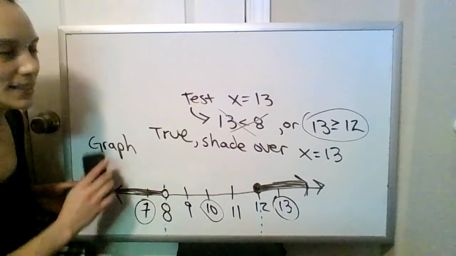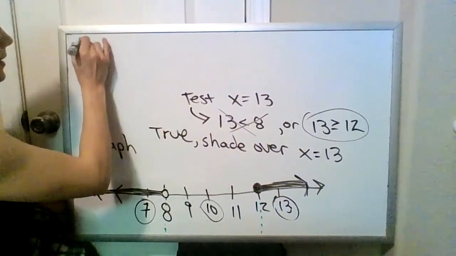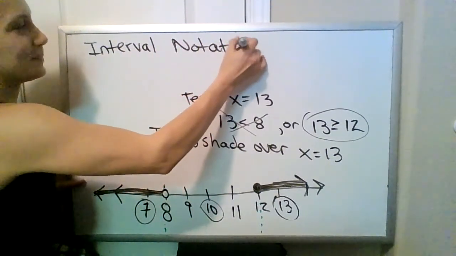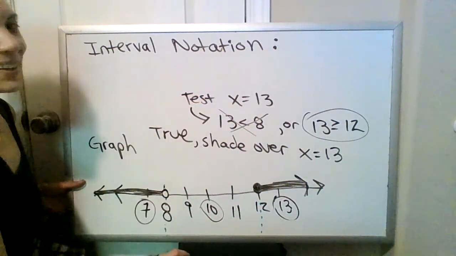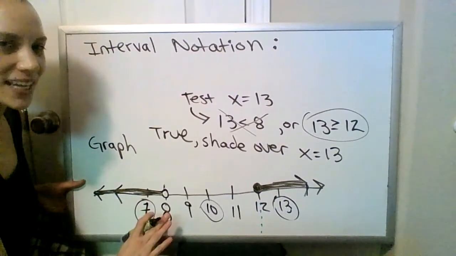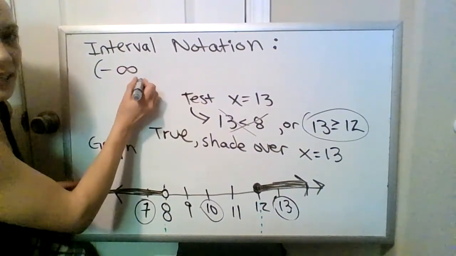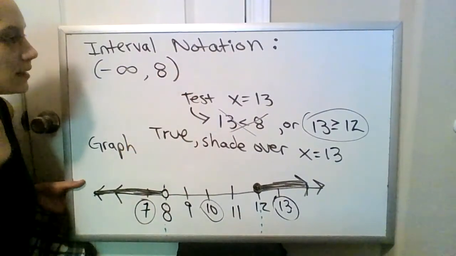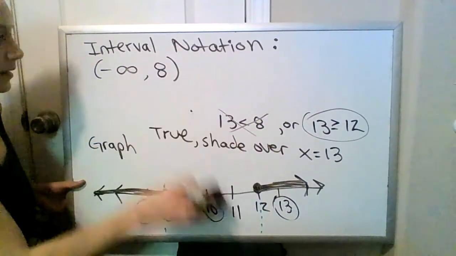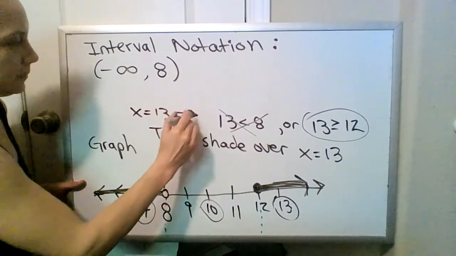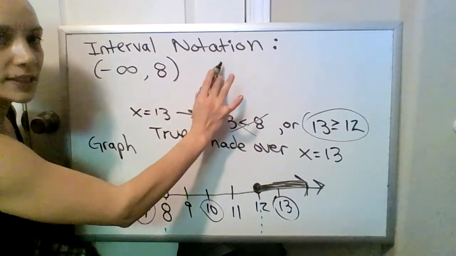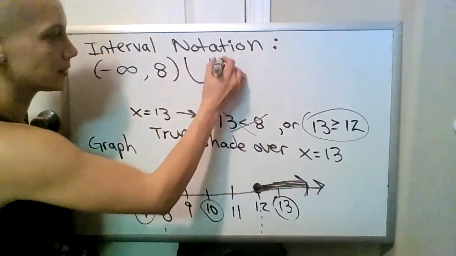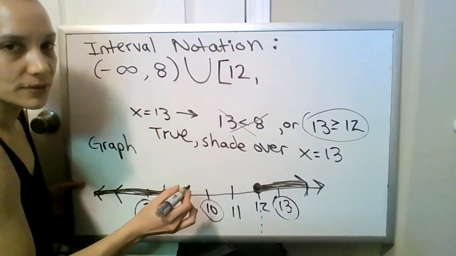And last thing we're going to do is write the set in interval notation. The set goes from negative infinity over to 8. You never include negative infinity. And this time we also are not going to include 8. So it has a parenthesis. Then we're going to union with the set that goes from 12 and includes 12 with a square bracket over to infinity.